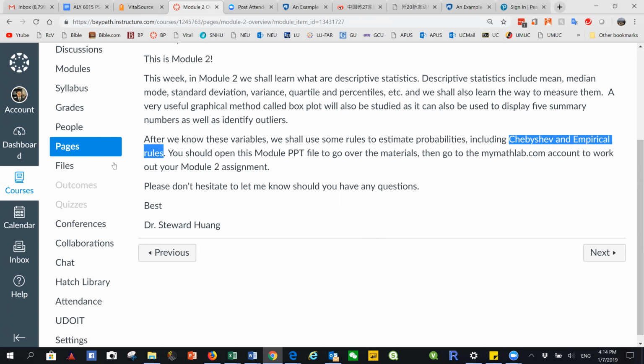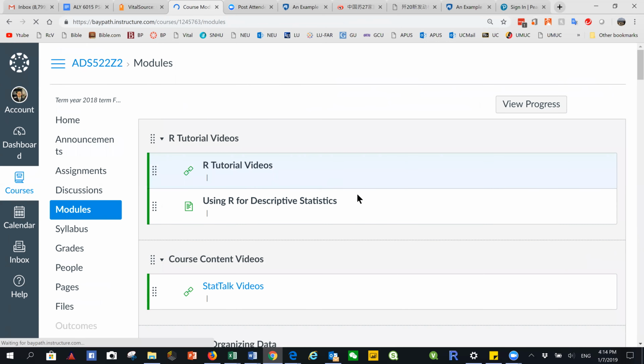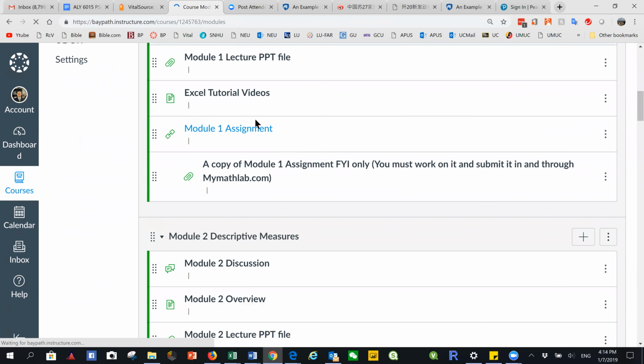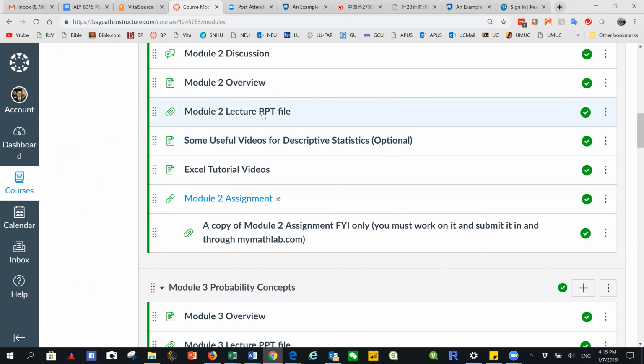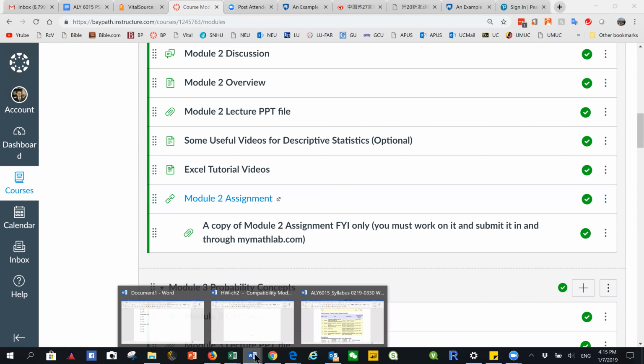That gives you an overview of the class today. As I mentioned, we will come back and look at the lecture file, the PowerPoint. Now, first, let's go to the assignments.